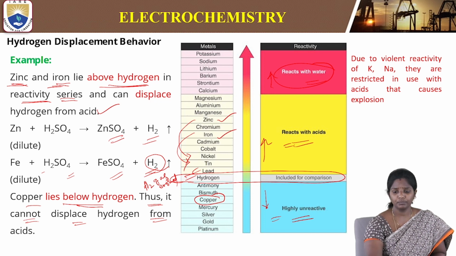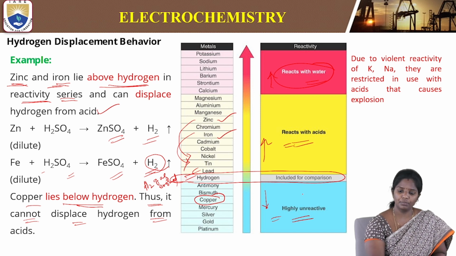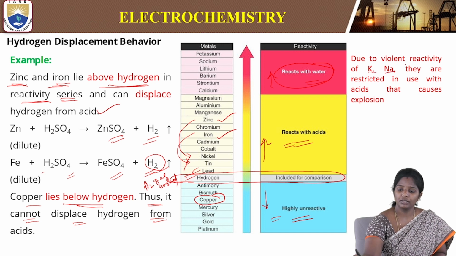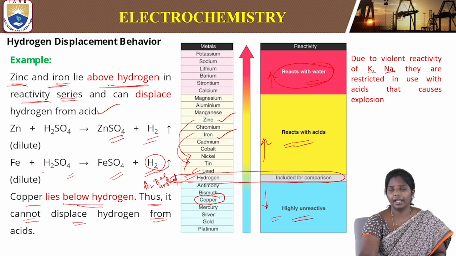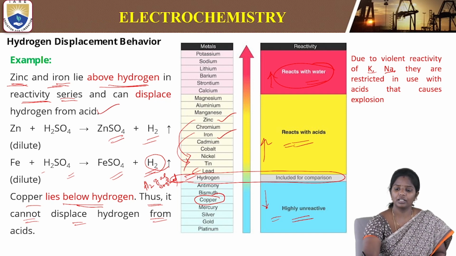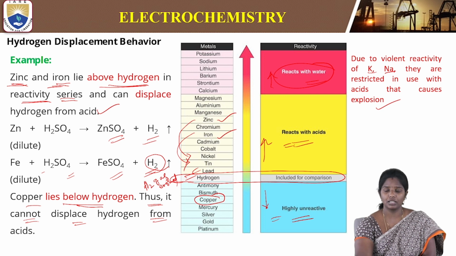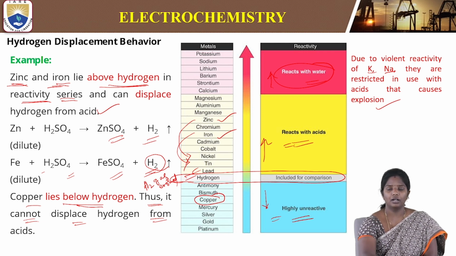And also, all the metals above can replace hydrogen, but there is a caution. Sodium and potassium are highly reactive with water, so they react very, very violently with acids. They should never be used with acids, because it causes an explosion. These are some basic rules we have to understand, and also cautions. This electrochemical series will help us in understanding the chemistry of the metals.